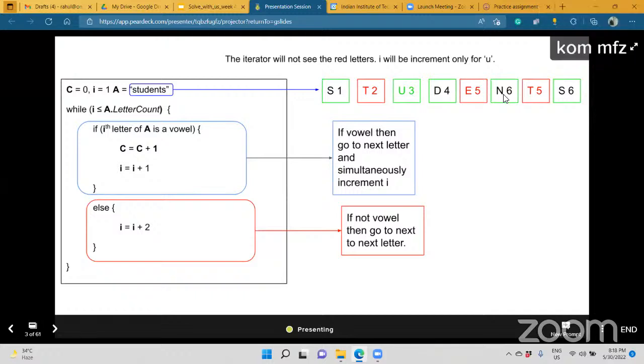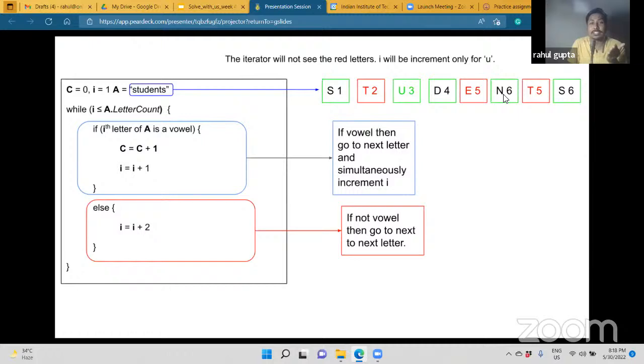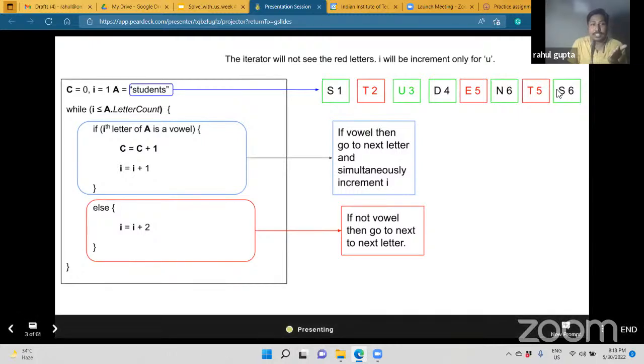Again, I equal I plus 2. N is again a consonant, so I'll visit the next-to-next letter, which is S. So I'm actually leaving T, E, and T; I'm not going to see them. That is why I is being incremented by 1 only for a vowel. So I couldn't see E, only U I could see.